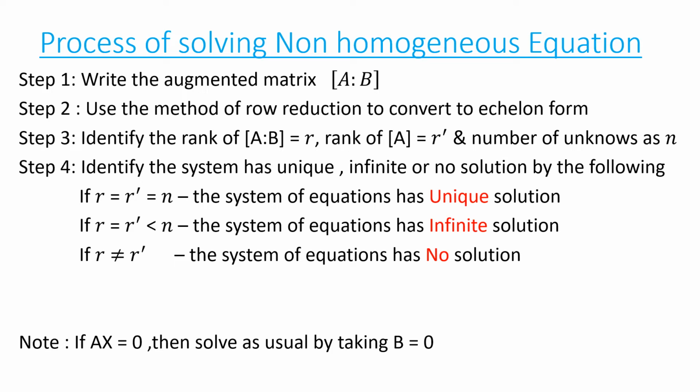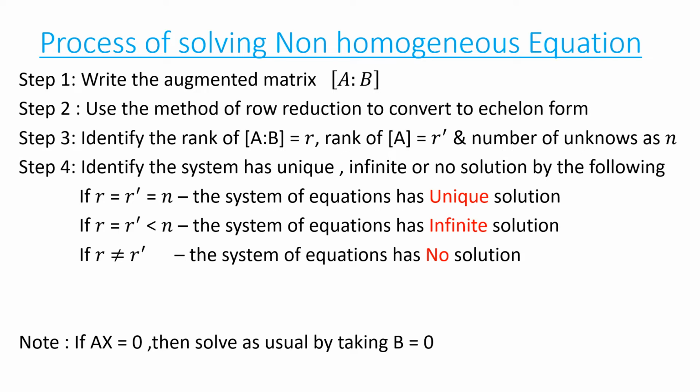Then we convert this matrix to echelon form using only row reduction. After converting to echelon form, step 3 is to identify the rank of the augmented matrix. We usually take that as R. The rank of A is taken as R dash, and the number of unknowns, that is the variables, is taken as N. After that, we identify whether it has a unique solution, infinite solutions, or no solution.